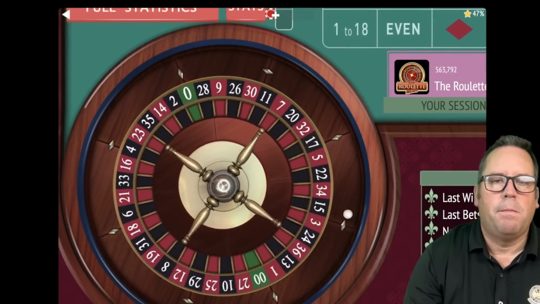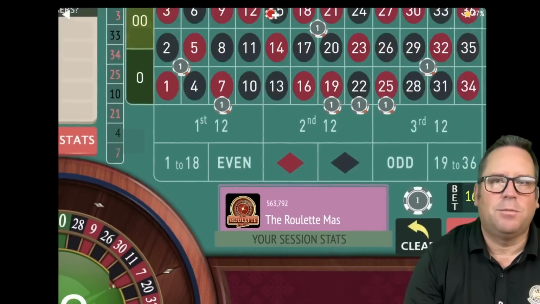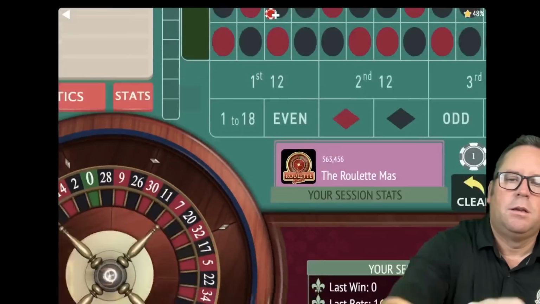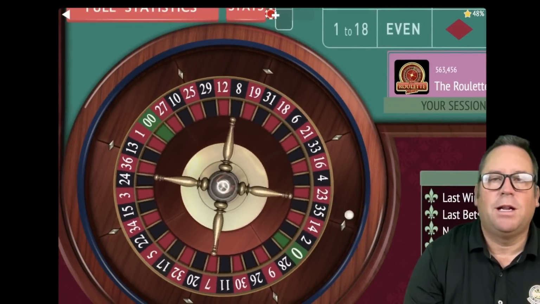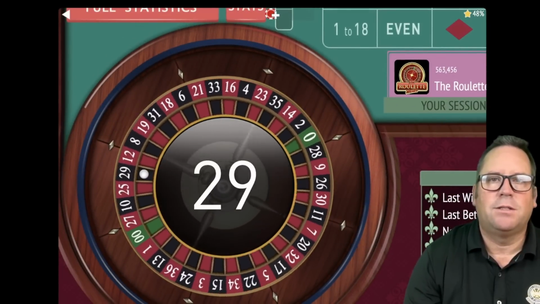And here we go. My goodness, not a great start, but that's okay. Let's go ahead and double that again. We're at 336, and normally you don't have this many losses in a row, but it can happen. That's why we have the bankroll, and that's a 29 black.